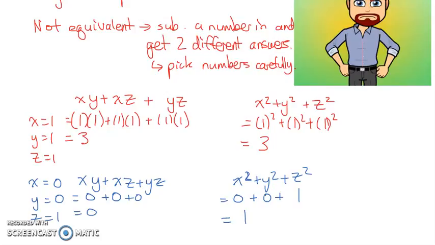So my suggestion in all of this is to always simplify to see if they are equivalent. That way you won't accidentally pick a wrong number that makes it look like they're equivalent when they're not.